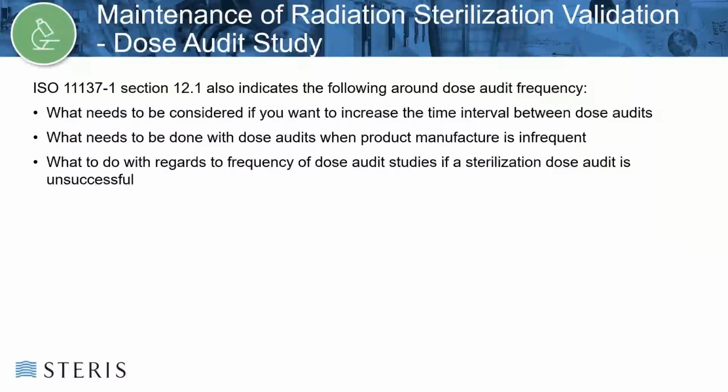ISO 11137-1, section 12.1 also indicates the following around dose audit frequency. It outlines what needs to be considered if you want to increase the time interval between dose audits, what needs to be done with dose audits when product manufacture is infrequent, and what to do with regards to frequency of dose audit studies if a sterilization dose audit is unsuccessful.